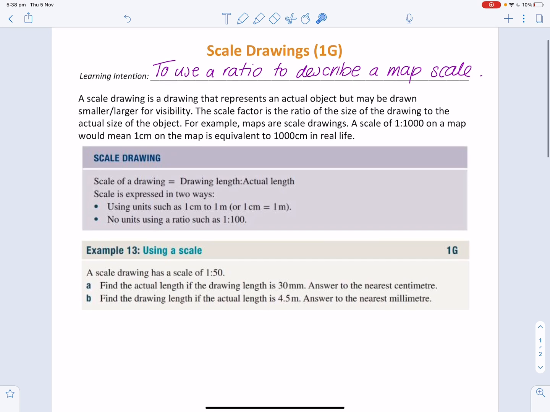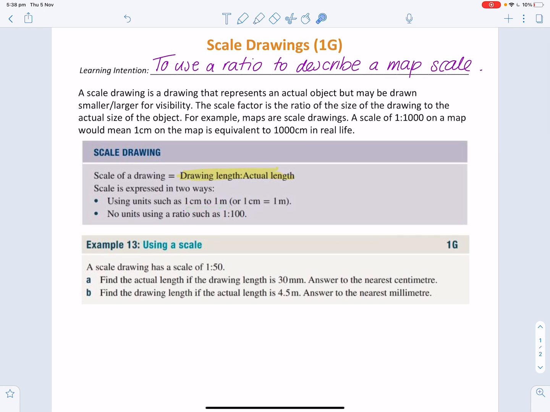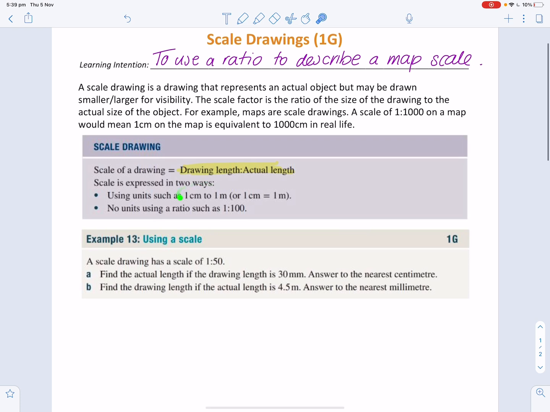Now we can write a scale in two different ways. It's always the drawing length first, followed by the actual length. Either we write them with units, so we will say, for example, 1 centimeter is equivalent to 1 meter. Or we do it without units, we say 1 is to 100, where it wouldn't matter if it was 1 millimeter equals 100 millimeters, or 1 centimeter equals 100 centimeters. If there's no unit, it just means that both measurements are in the same unit. Otherwise, you can specify the units.